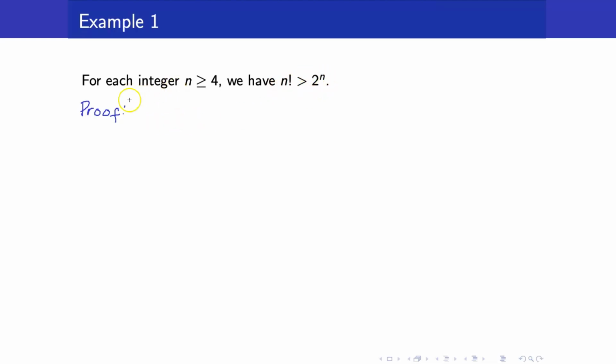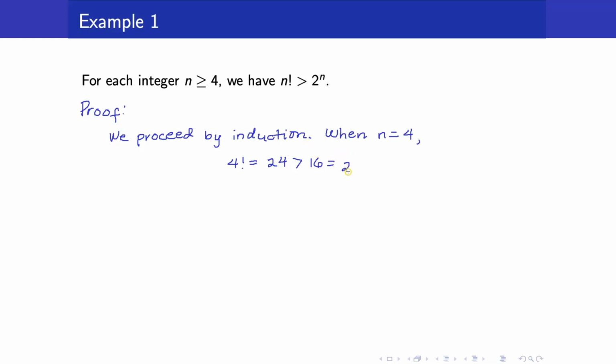We start with our base case. What is our base case? n is equal to 4. For our base case, we write: when n is equal to 4, 4 factorial is equal to 24, which is greater than 16, and your 16 is 2 raised to the 4. That takes care of the base case.